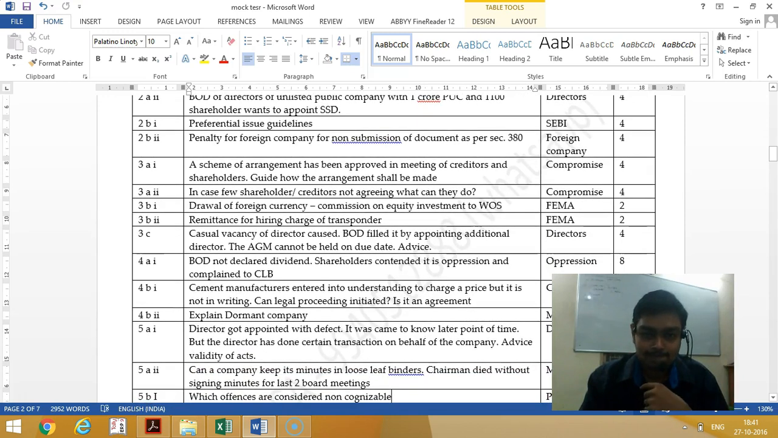Then, drawing of foreign currency. Commission on equity investments to a wholly owned subsidiary. Prohibited. 2 marks. Remittance of foreign currency for hiring charge of transponder. Central government permission. Then, casual vacancy of director. Okay. How to fill it?